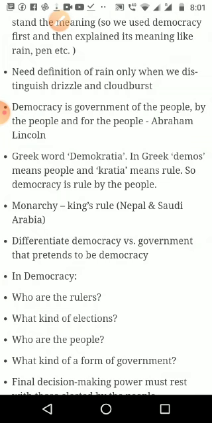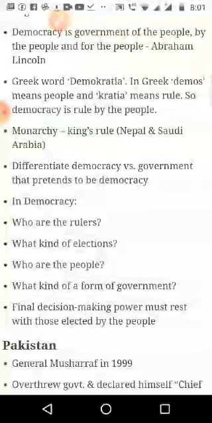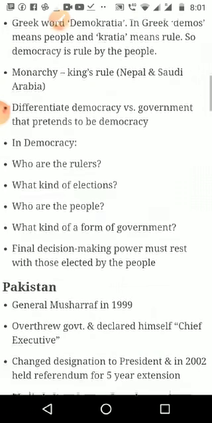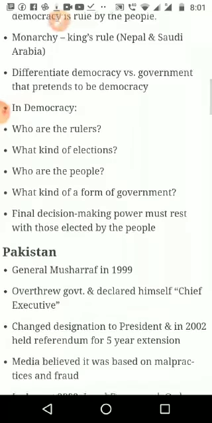Democracy is government of the people, by the people and for the people, Abraham Lincoln said. Then the Greek word demokratia: in Greek, demos means people, kratia means rule. So democracy is rule by the people. Monarchy is king's rule, as in Nepal, Saudi Arabia, etc. Differentiate democracy versus a government that pretends to be a democracy.